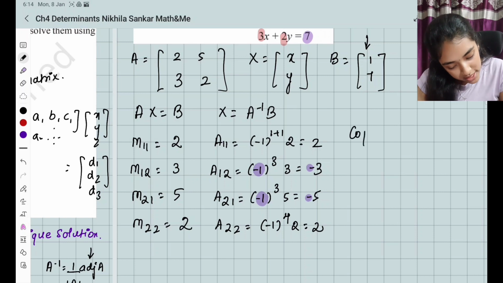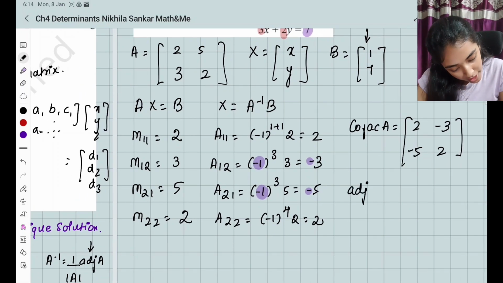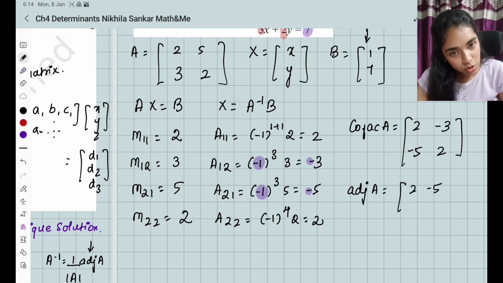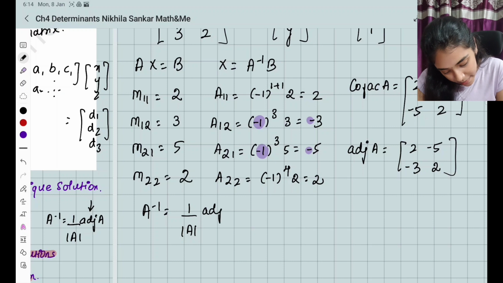Okay. Now what is the cofactor matrix of A? It is going to be 2, minus 3, minus 5, 2. So this is the cofactor. Now how do we write the adjoint matrix? Adjoint of A is going to be 2, minus 5. Column becomes the row, row becomes the column. And the next row you have minus 3, 2. Now what is A inverse? A inverse is going to be 1 by determinant of A times adjoint A.